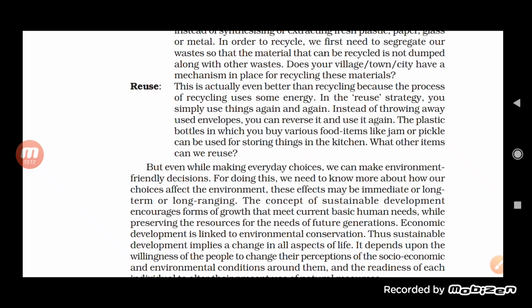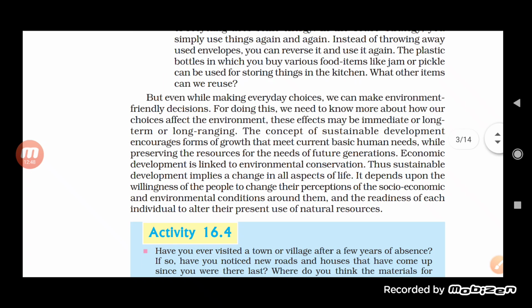So why is reuse much better than recycling? Instead of throwing it, you can use it again and again. Here an example is given, like an envelope. You use the envelope, and again you can use it by reversing it. The inside part will be blank, so you can use it again. So this is how you can reuse the material. We must follow the 3 R's in order to protect our environment.